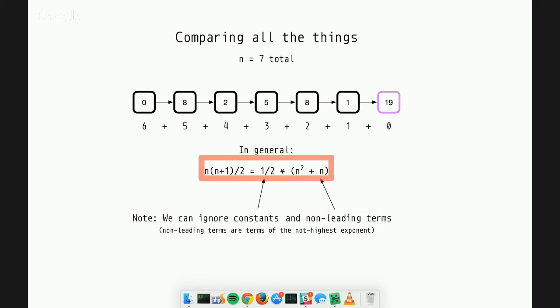And we can also drop the non-leading terms. So non-leading terms are terms that aren't of the same exponent as the highest exponent, if that makes sense. So in our case, n is a term. It's not n squared. It's not n cubed. It's just n. We can drop n as well.